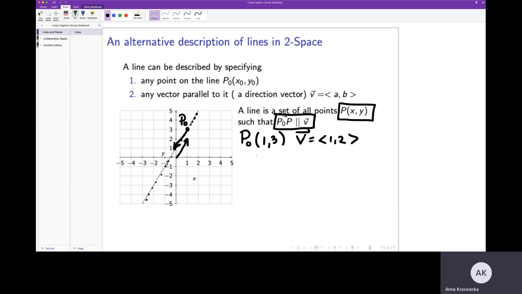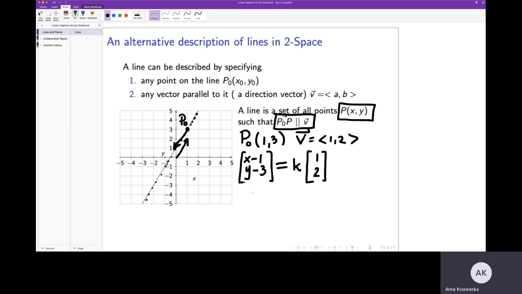So in terms of coordinates, the vector P naught P has x minus 1, endpoint minus initial point, y minus 3. That must be parallel to V. It means it must be a constant multiple of V. I switch into column vector so it is a little bit easier to see.